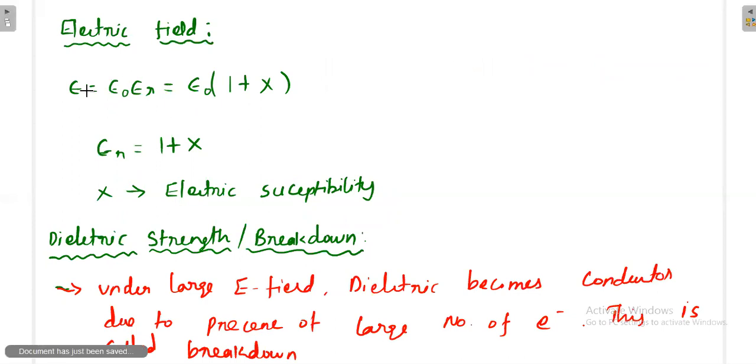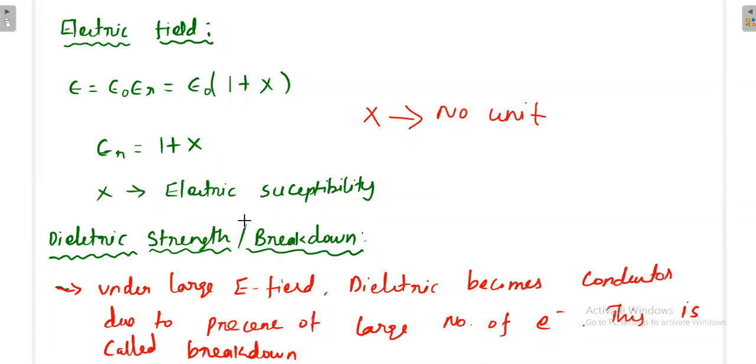In case of electric field, epsilon is equal to epsilon naught into epsilon r. You know, epsilon naught means permittivity of free space, and epsilon r is the relative permittivity, and this can be replaced by 1 plus psi. So epsilon r is equal to 1 plus psi. Very clearly psi has no unit because epsilon r has no unit. So this is the relationship. Again, psi is the electric susceptibility, similar to the magnetic susceptibility.